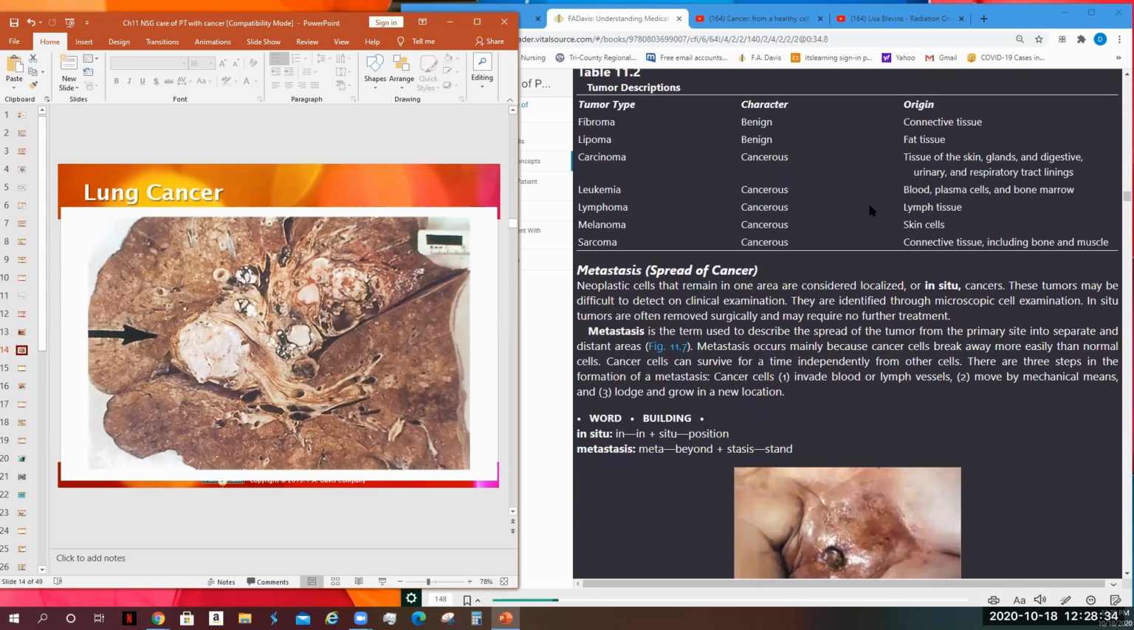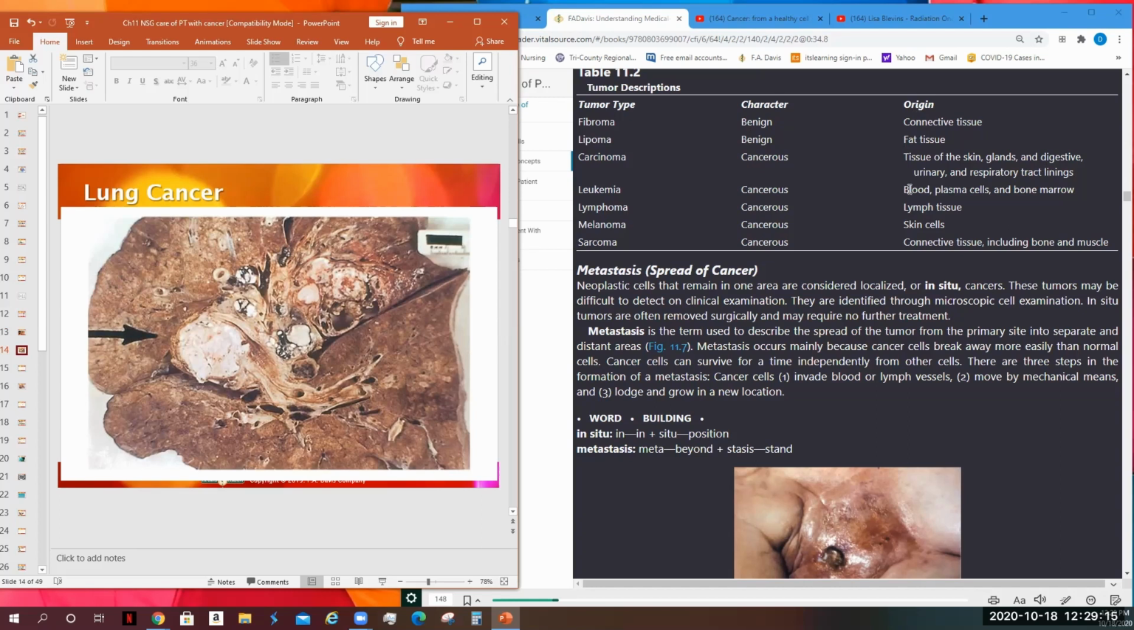And we just basically reviewed these, but they have them set up here in a table, and they're explaining that the tumor type fibroma and lipoma, those are both benign. The fibroma has an origin of connective tissue, and the lipoma has an origin of fat tissue. Then these other tumors are cancerous. The carcinoma is a tissue of the skin, glands, and digestive, urinary, and respiratory tract linings.